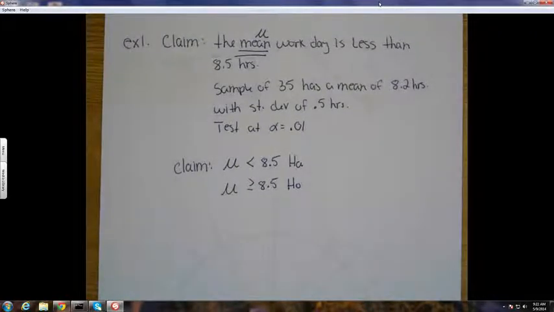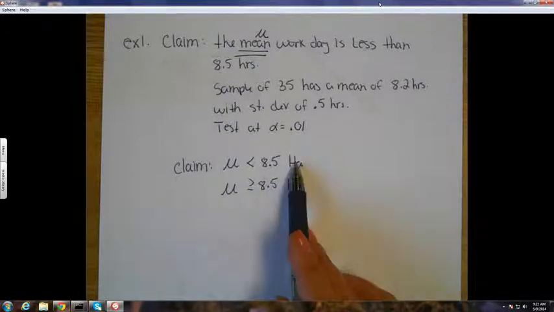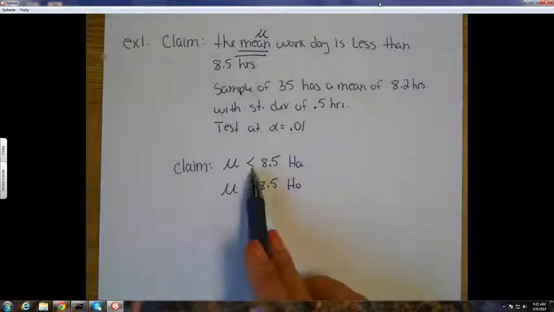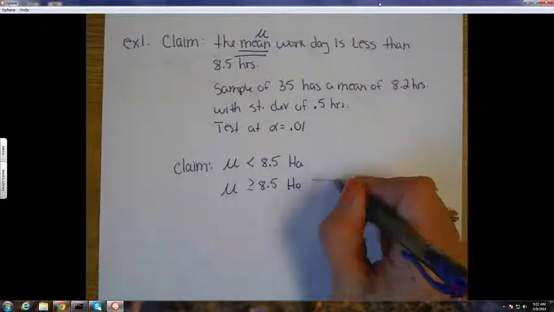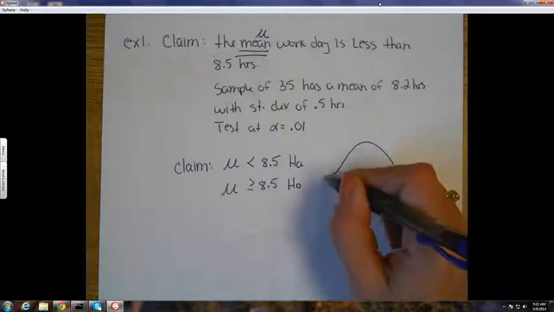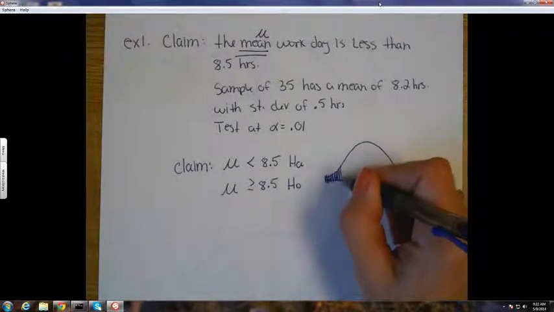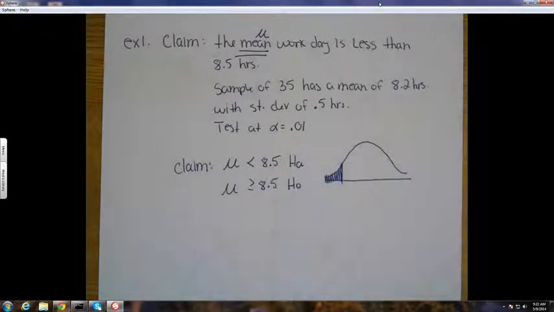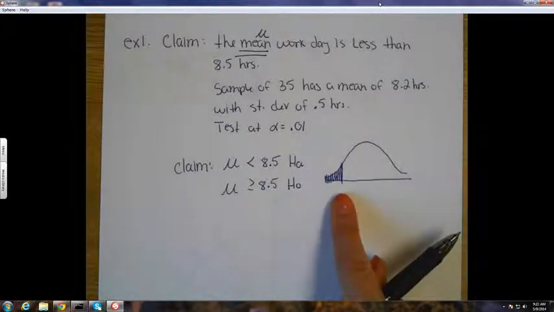The second step on the 5 steps I gave you was determine which tail test. Which of these two do I look at to determine which tail test? The Ha. The Ha has a less than in it, which means left tail. So I will see a sketch on all of these with a shaded region over here. There's a point. How much is shaded? 0.01.